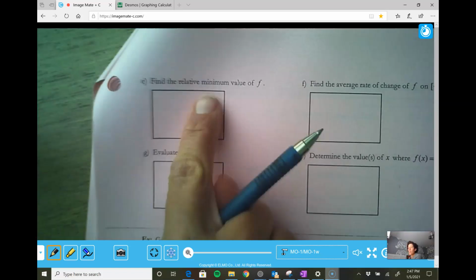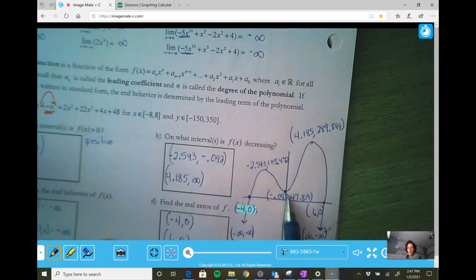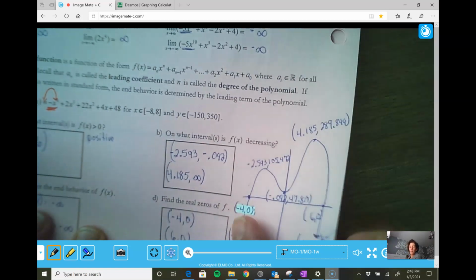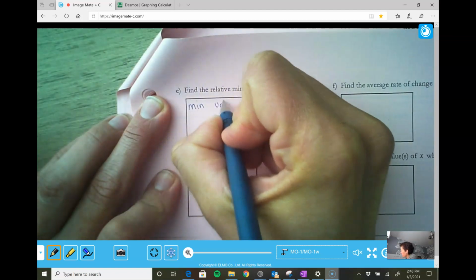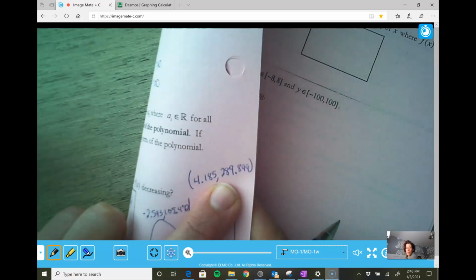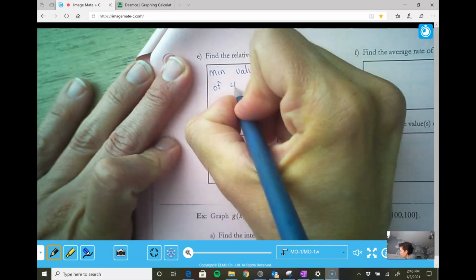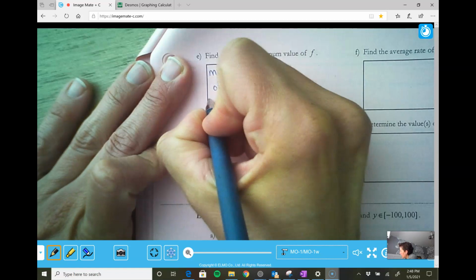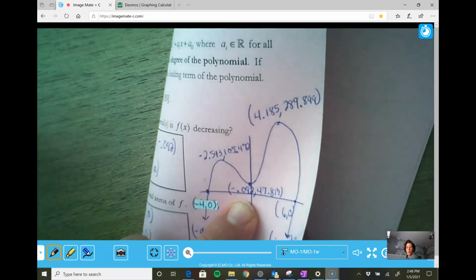So here we want to find the minimum value. The minimum value is this lower turning point. And we don't write the coordinate, we write it like this. So there's a min value of, and then I write the y amount. So, sorry, where am I looking? This 47.817. And then I say when x is, and then I write the x value. So this negative, sorry, you can't see that, 0.092.